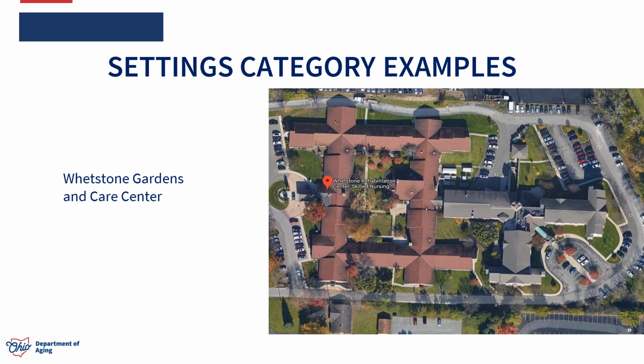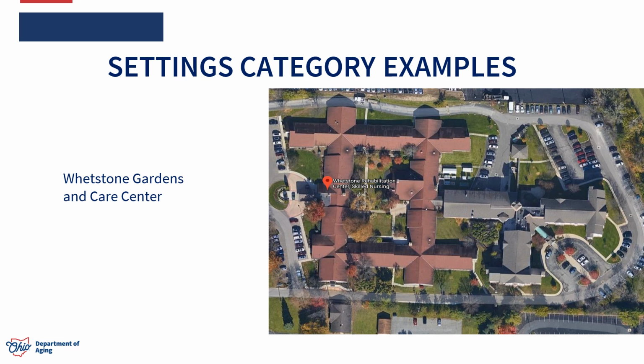So now we're going to look at a settings category example and discuss why it is categorized the way that it is. In this example, we're looking at the provider Whetstone Gardens and Care Center, and you will see in this photo on the left with the red tinted roof is the skilled nursing side, and on the right with the gray tinted roof, that is the assisted living side. So the reason we're discussing this provider is that this setting was originally categorized as a category C because the assisted living was attached and co-located in a nursing facility.